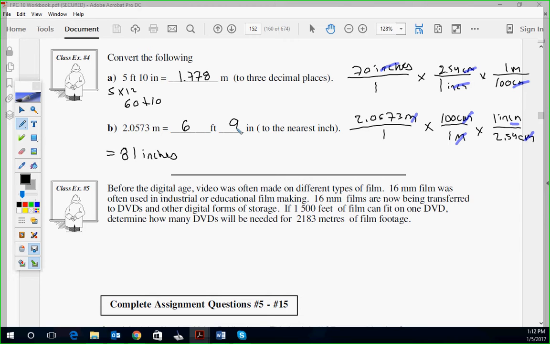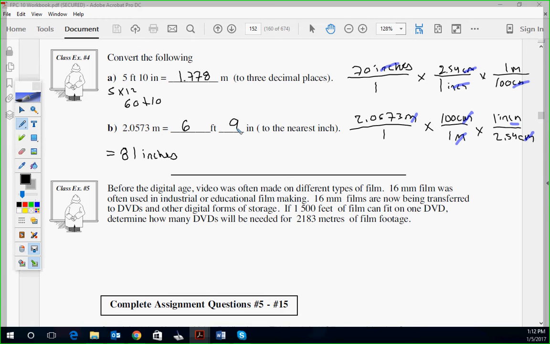So this is the real thing. It's like transferring your old VHS. VCRs. You know what those are? No. Okay, the time before there were DVDs. So converting those to DVDs. DVDs can only store so much. So this tells you how much it can store. So we're going to figure out how many DVDs we would need.